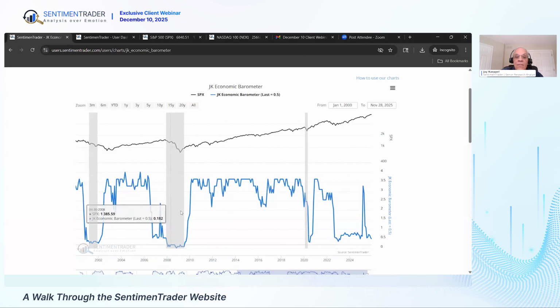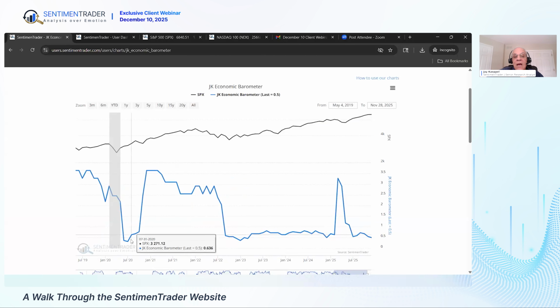Right now, this indicator is at 0.5. Is that a good number? Does that mean the economy is roaring? No, not at all. Does it mean we're in a recession? Doesn't mean that either. What it's telling me, in my own market-addled mind, is the economy is okay, but not great, but we're also not in a recession.